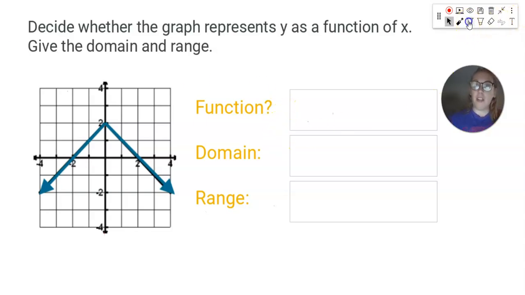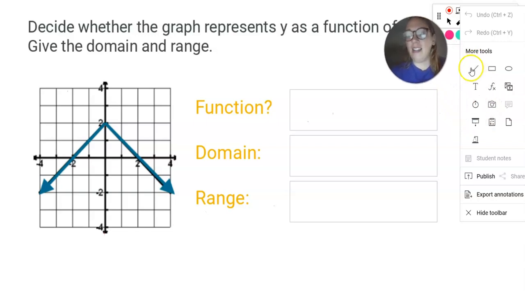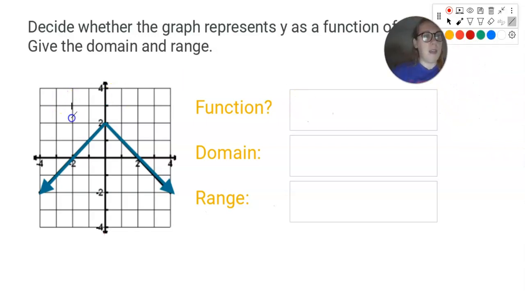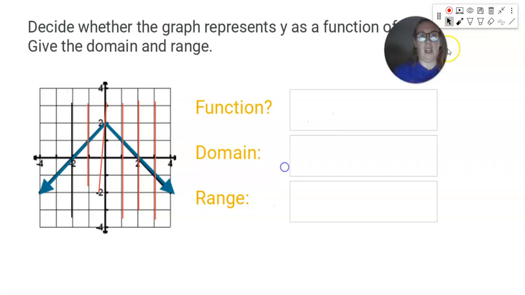We're wondering if this is a function. First of all, if we were to make a vertical line, wherever we make that vertical line, it will only hit the graph at one point. So we're good. That is a function.